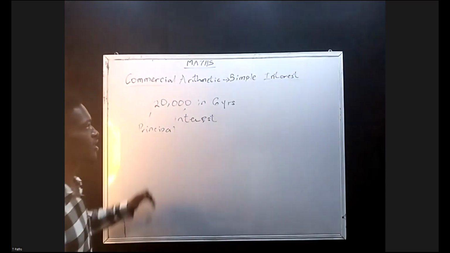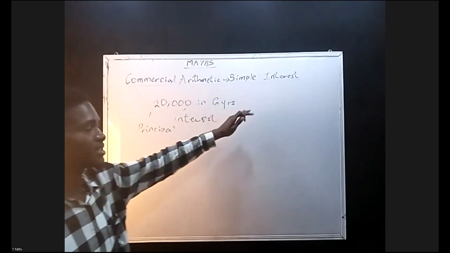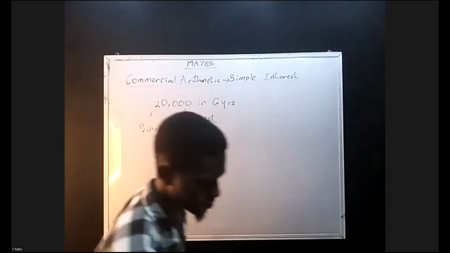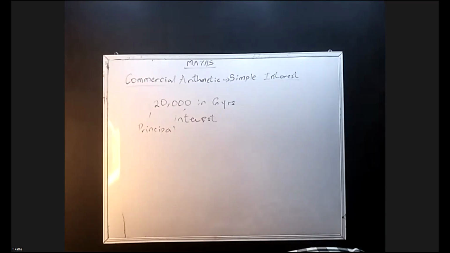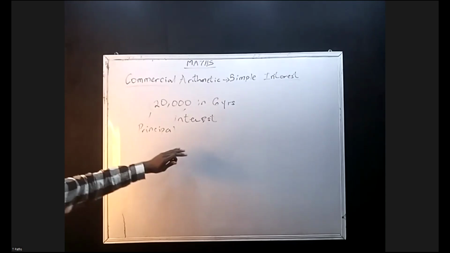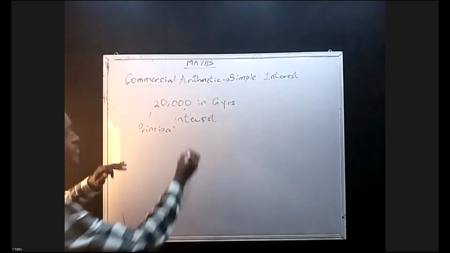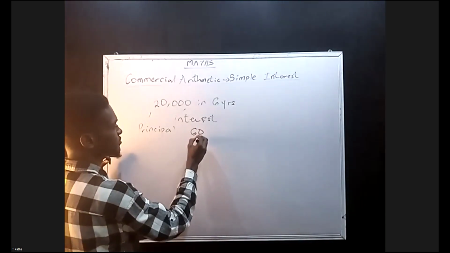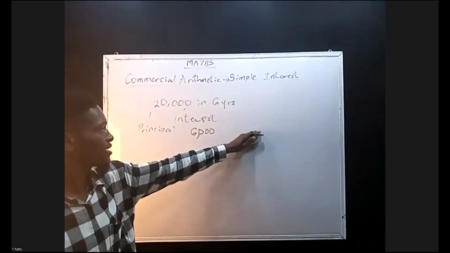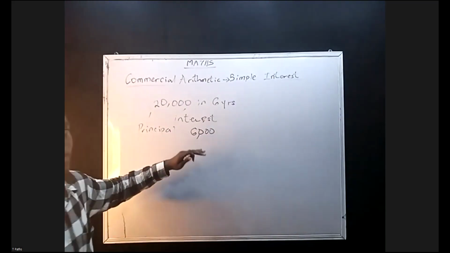So let's assume I borrow 20,000 and I have to pay back in 6 years. When I'm paying back in 6 years, I'm adding an additional 6,000 to the amount I'm paying.